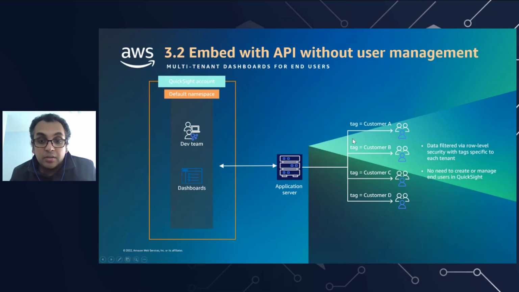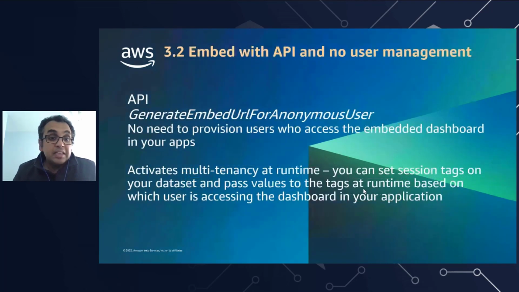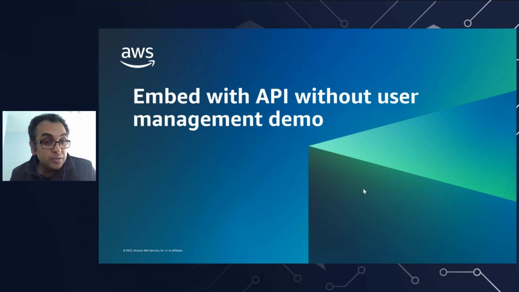So what happens is when user A comes, they see data that is only valuable for them and which is what they are supposed to see. Same for user B, customer C, and customer D. But they all come to the same application and access the same dashboard. They are not managed in QuickSight, but they get to see a multi-tenant dashboard. The API that you will be using for this is generate embed URL for anonymous user. Like I said, you don't need to provision users in QuickSight, and at runtime, you can enable multi-tenancy. We'll see a quick demo on how you can do this.